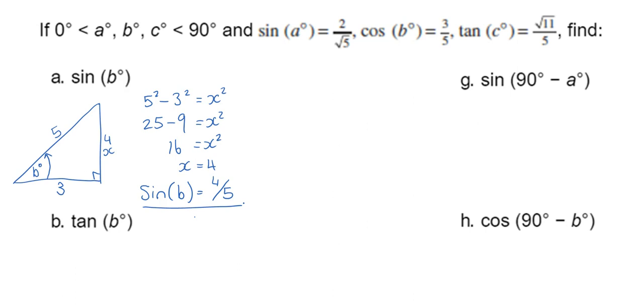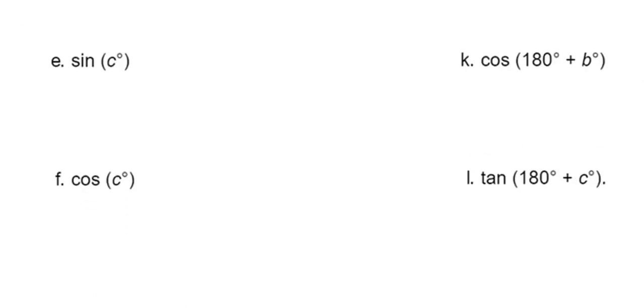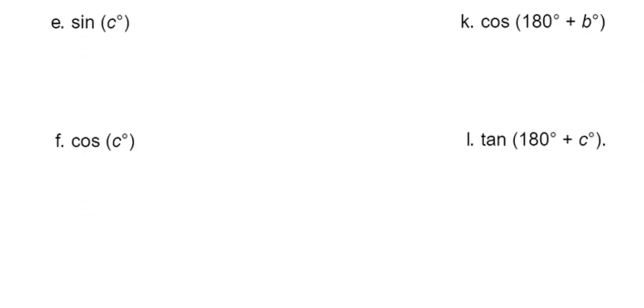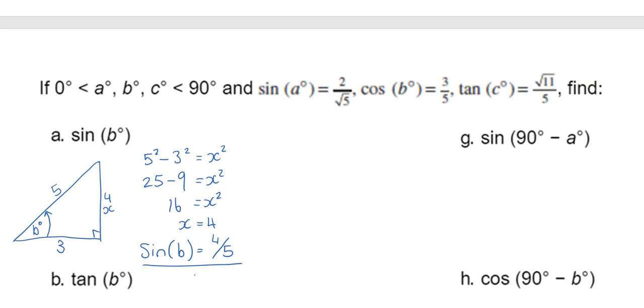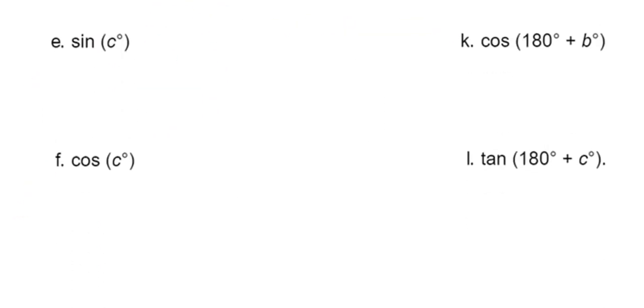Now I'm just having a look at the solutions, trying to find one that doesn't require prior knowledge. We'll go E. Okay, so we're looking at sine of C. Now if you look right back up here, we've got tan of C, which is root 11 on 5. So we can draw that. So tan, so opposite over adjacent, root 11 on 5. And we're trying to find this side so that we can find opposite over hypotenuse.